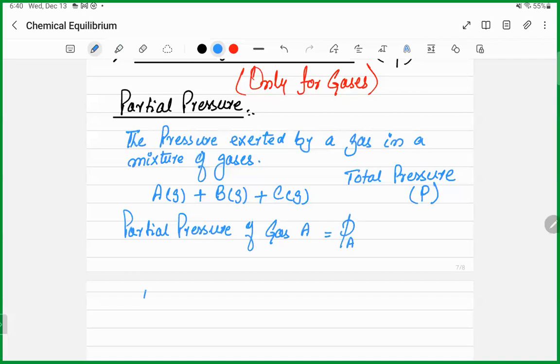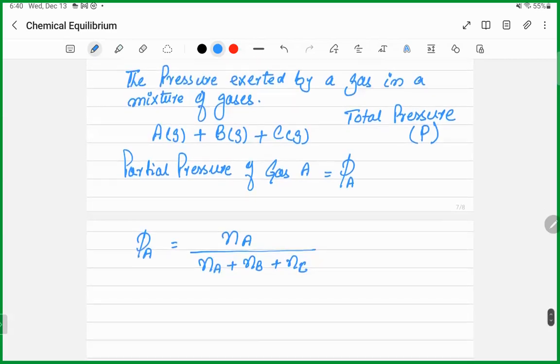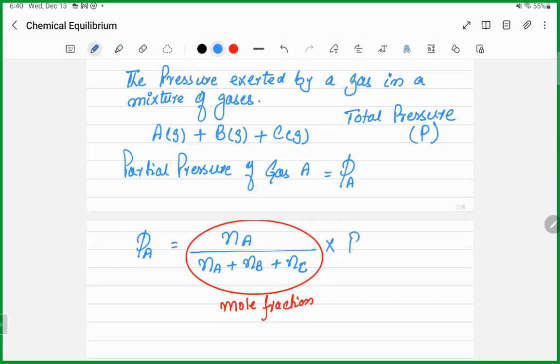ठीक है। And to calculate the partial pressure of gas A, you divide the number of moles of gas A with the number of moles of gas A plus number of moles of gas B plus number of moles of gas C. Total number of moles. This is called, इसको हम क्या कहते हैं? This is called mole fraction. यानी A का कितना contribution. Multiply by total pressure.